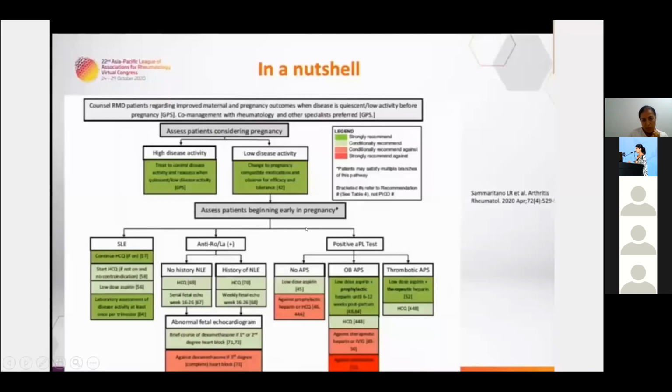And in early pregnancy, the patient should be assessed, if not done already, for anti-Ro antibodies and positive antiphospholipid tests.